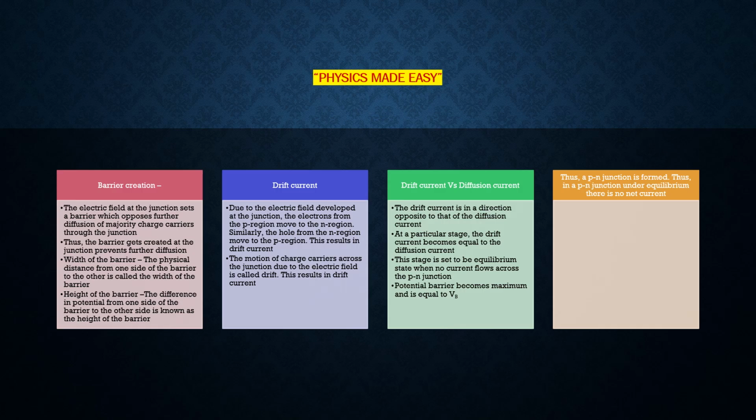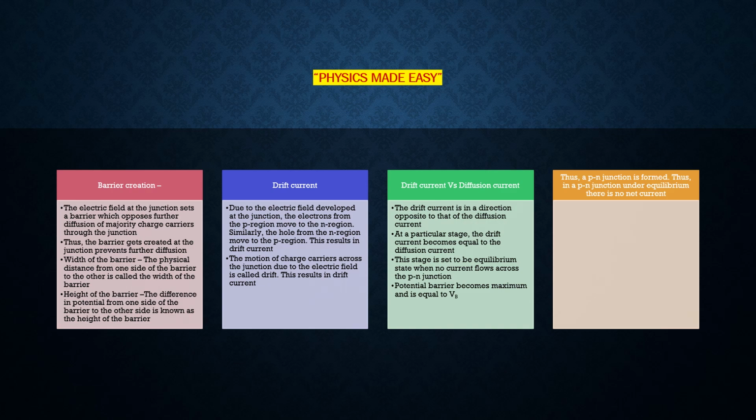The motion of the charge carriers across the junction due to electric field is called drift. Then what is the difference between the drift current and the diffusion current? The drift current is in a direction opposite to that of the diffusion current. At a particular stage, the drift current becomes equal to the diffusion current. This stage is said to be the equilibrium state, when no current flows across the p-n junction.